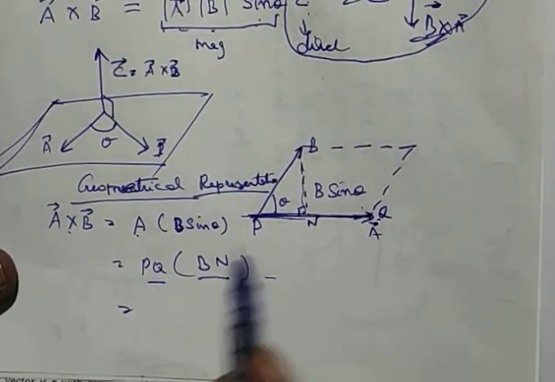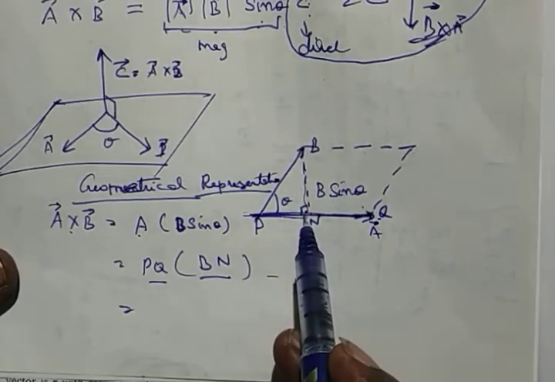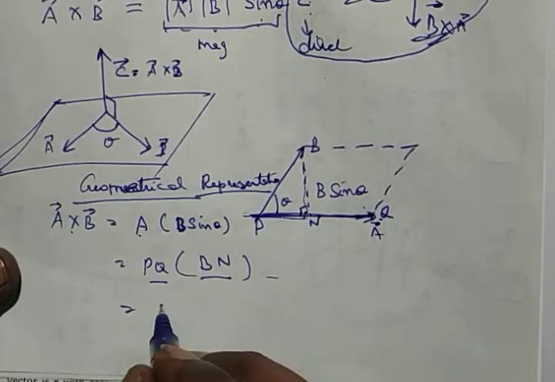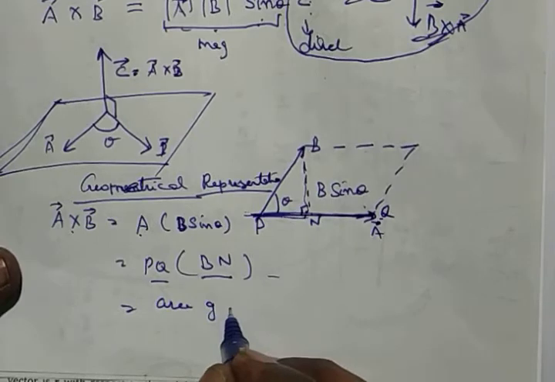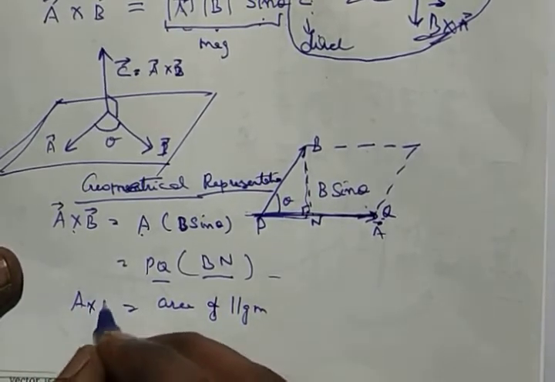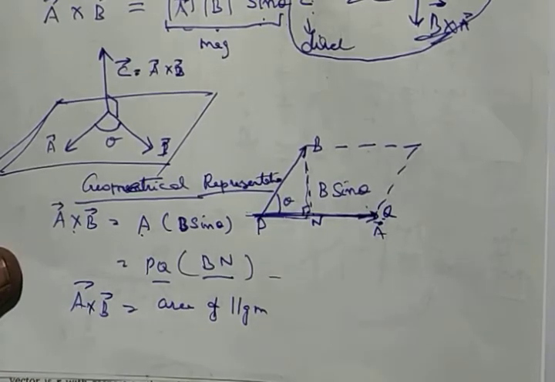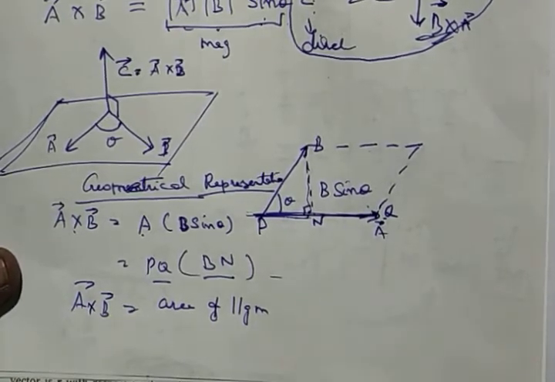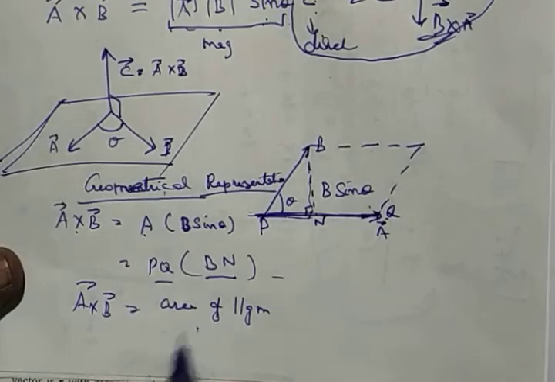Have you seen this one? Base into perpendicular distance. Base into perpendicular distance is called area of parallelogram. That is A cross B. So A cross B is going to be equal to the area of the parallelogram. That is called geometrical representation.